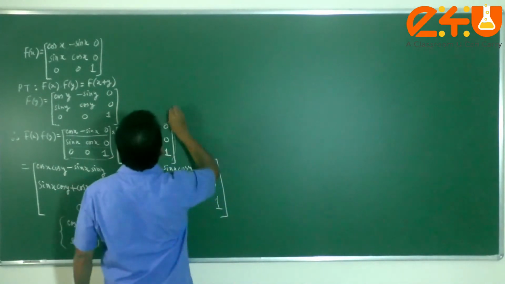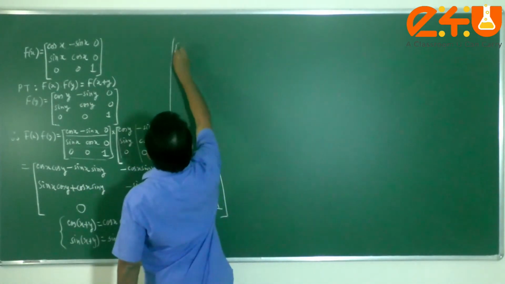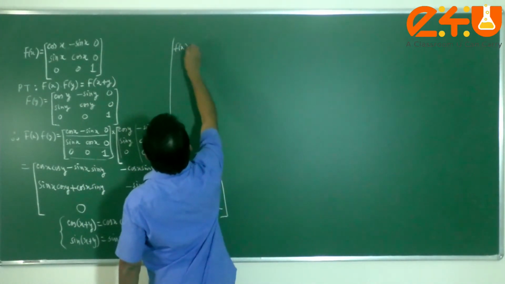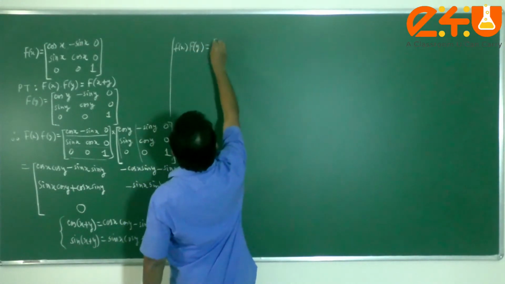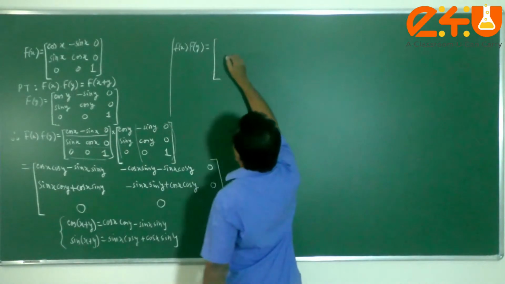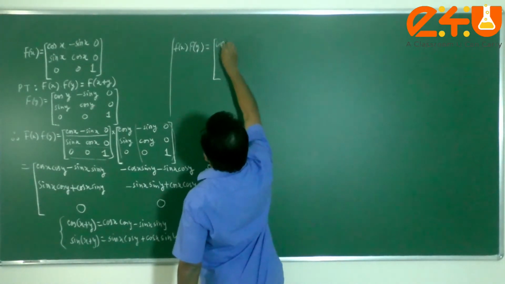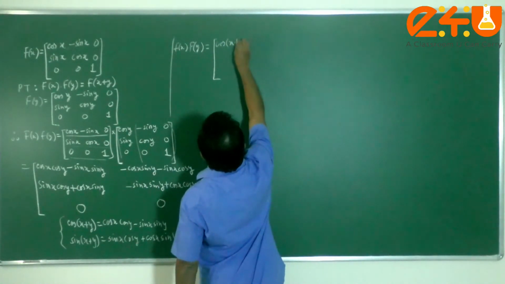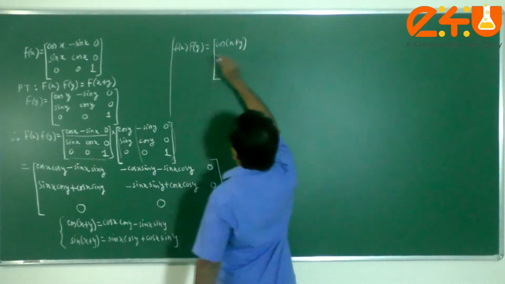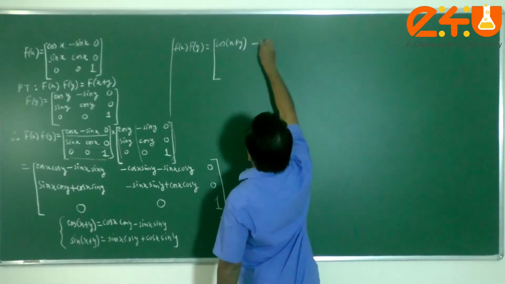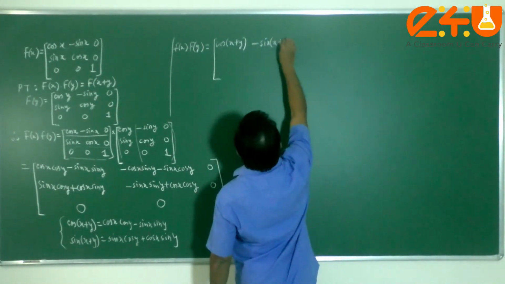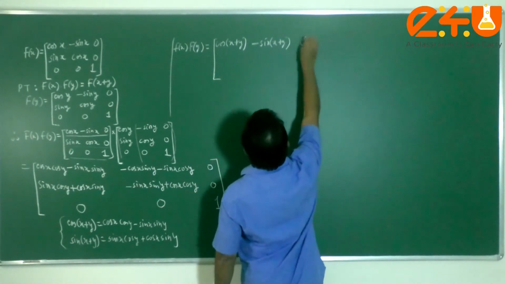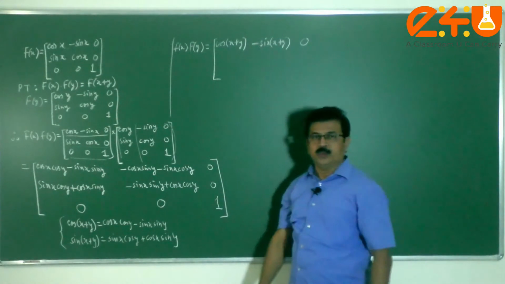So I am going to write the product. I am writing the LHS. Don't forget, the LHS is you have taken f of x and f of y. We multiplied them together, and as a result what we get now is cos of x plus y, followed by the negative sign common for the identity of sine of x plus y, and the third element of row 1 is 0.